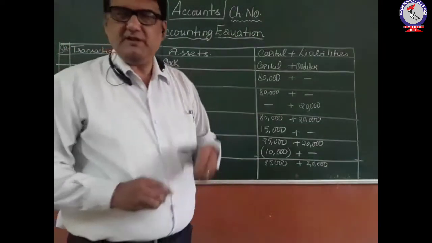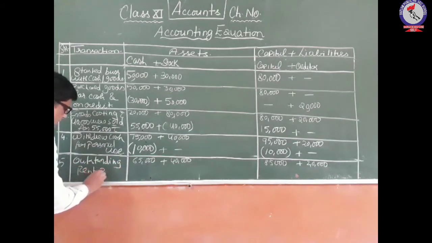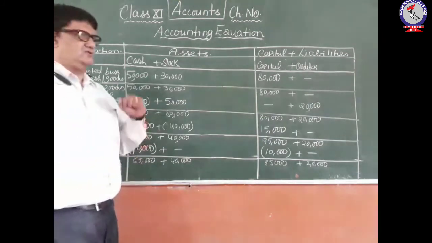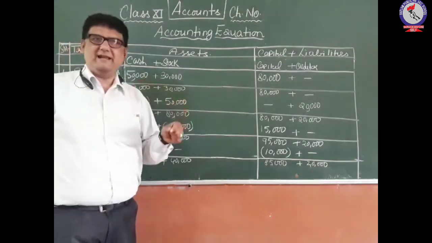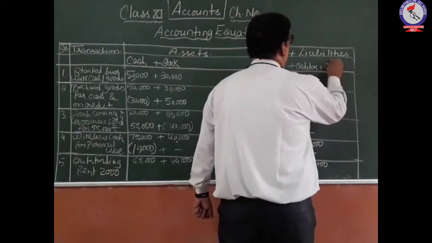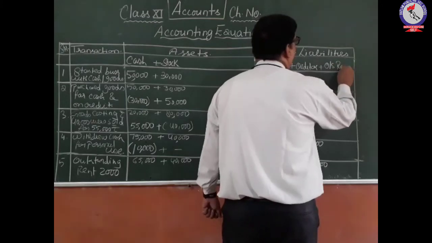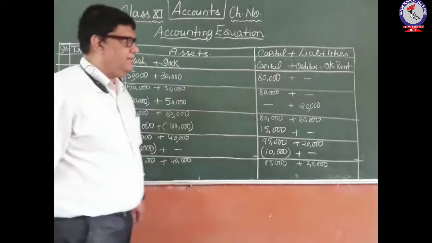Rent outstanding rupees 2,000. There is an outstanding rent. This is related with the adjustment entry. Outstanding rent 2,000. The amount which is not yet paid by you. So if the amount that is not yet paid by you, that will create your liability. So one more liability will increase here, that is outstanding rent, okay, or outstanding expenses, if that rent will come, okay.